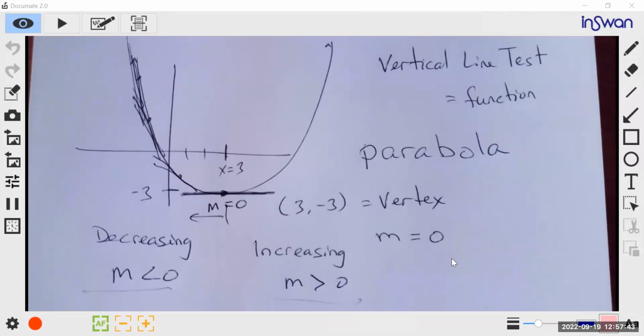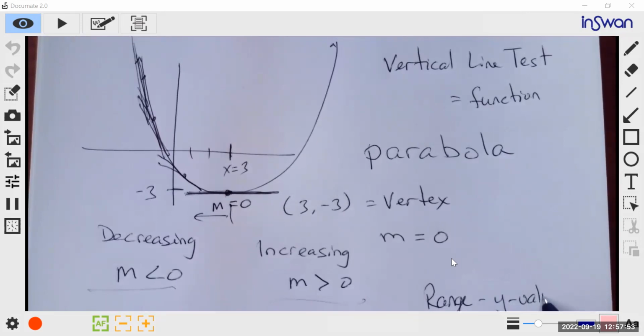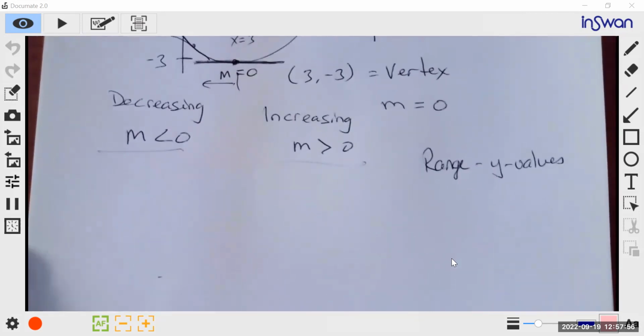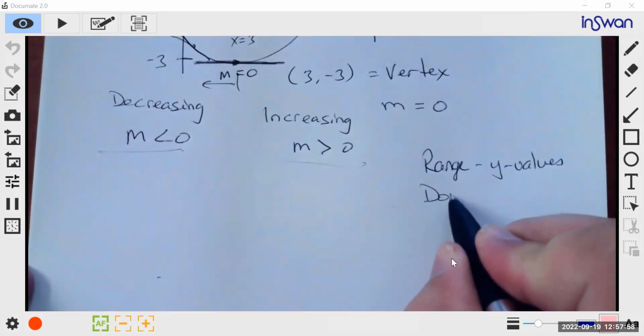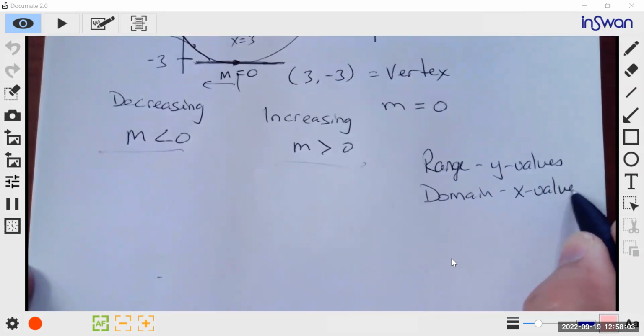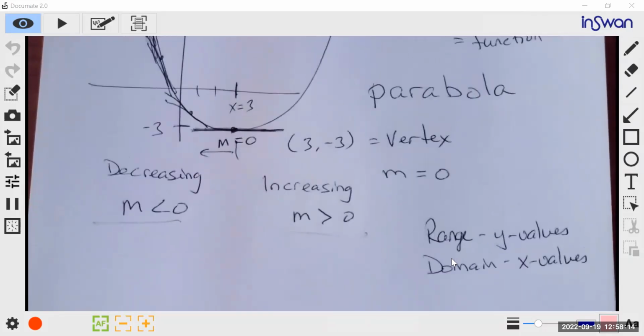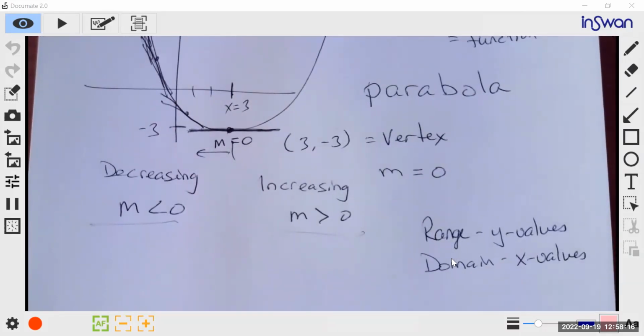So how would you tell me what is the range? Remember, the range deals with the y values. The domain deals with the x values of a function. So what's the range of my graph? Just -3?